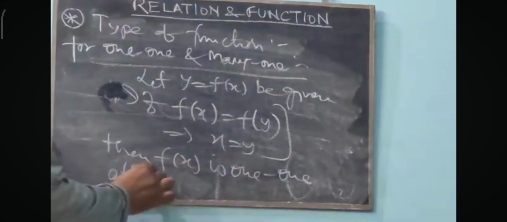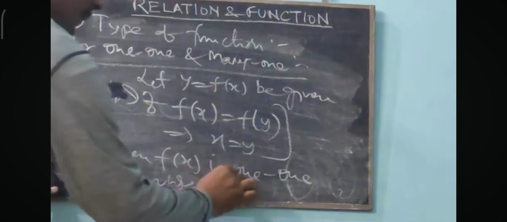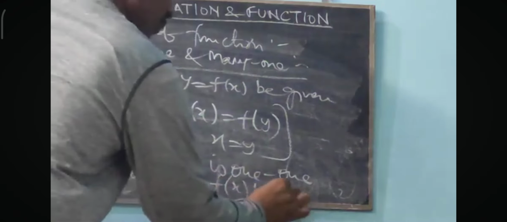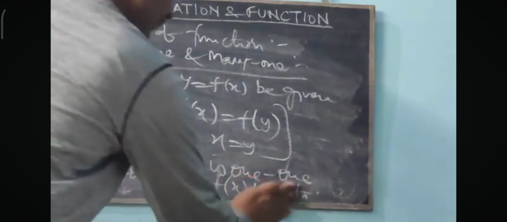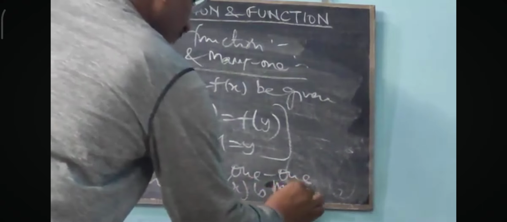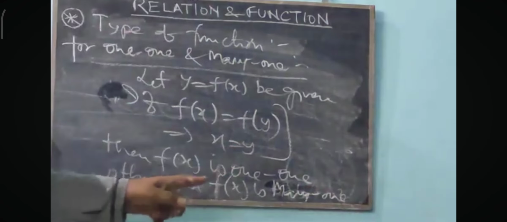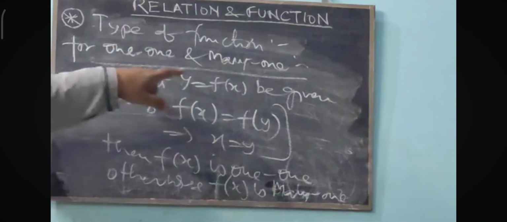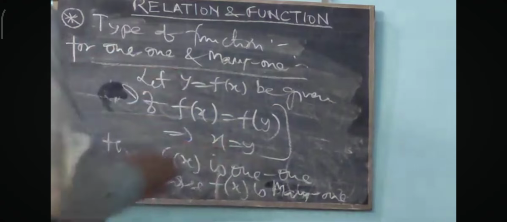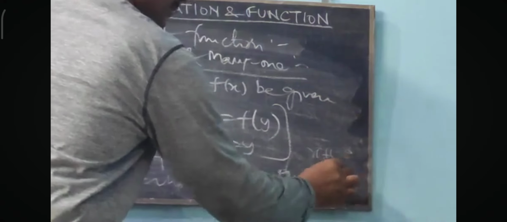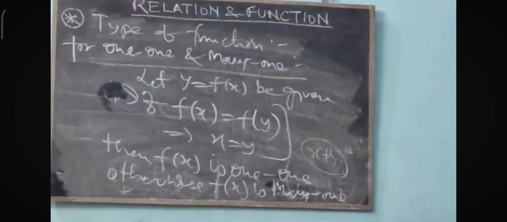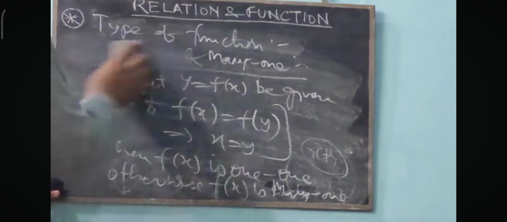Otherwise, if we don't get this, f(x) is many-one. If x is equal to y comes, then we say that the function is one-one, and if we get x is not equal to y, then the function would be many-one. So it's a mathematical part that we can use also if we don't want to use the figure method. Now we proceed to the next part.